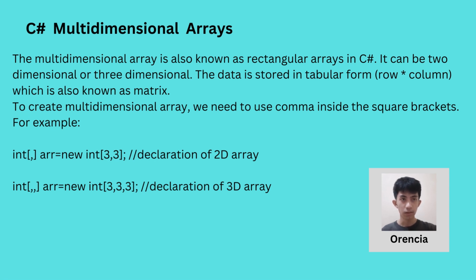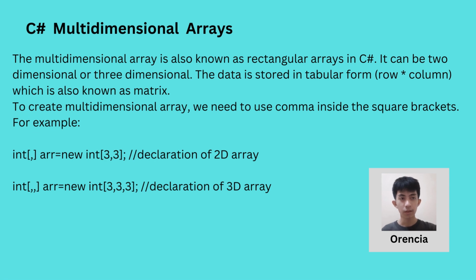A jagged array is a multidimensional array where the rows may have different lengths. This means that each row of the array can have a different number of columns. Jagged arrays are created using an array of arrays, where each inner array represents a row of the jagged array.